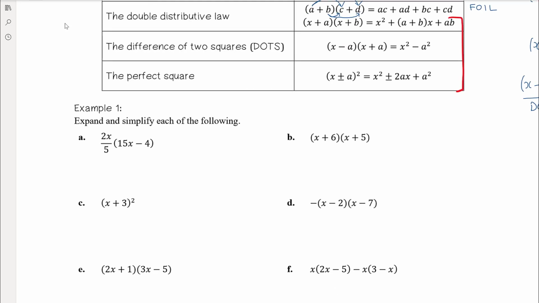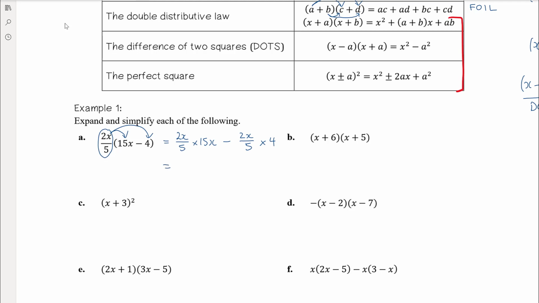So expand and simplify each of the following. So part A is just going to require our distributive law. The term outside the bracket must multiply each of the terms inside the bracket. So we get 2x on 5 times 15x, I might write it out just because there's a bit of thinking involved in that. And then we've got minus 2x on 5 times 4.